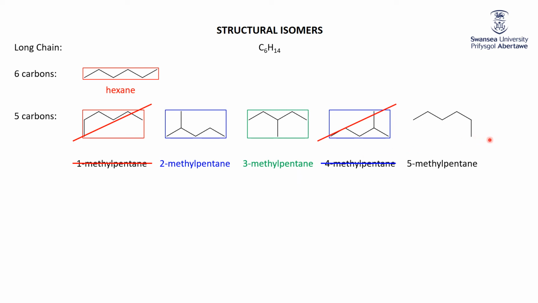And now 5-methyl pentane, well, 1, 2, 3, 4, 5, 6. That again is just a straight chain hexane. So put it in the red box and cross it out because it's not an isomer. So we have one isomer of C6H14 that has a 6-carbon chain, 2 isomers that have a 5-carbon chain. See if there are any with a 4-carbon chain.